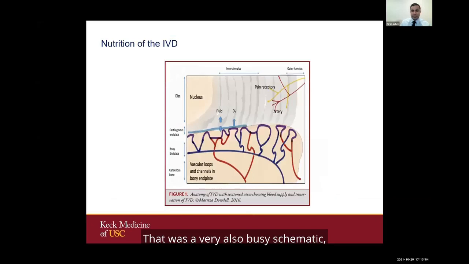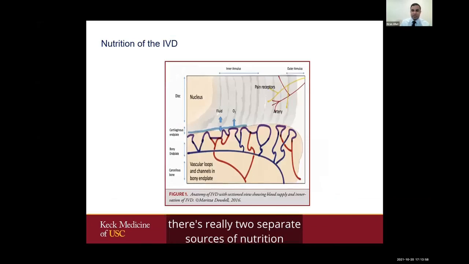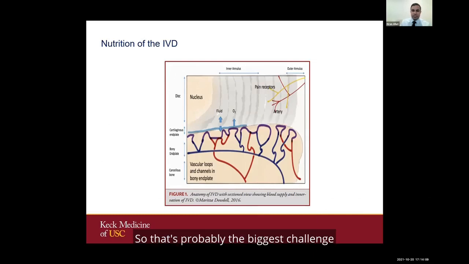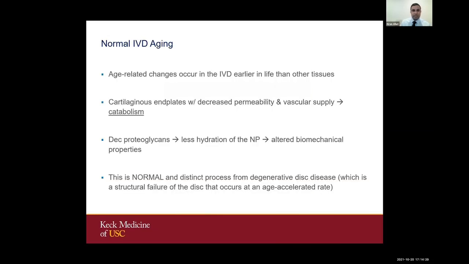This is also a very busy schematic, but the key point here is to show that there's really two separate sources of nutrition, as well as diffusion into the disc. And the disc overall is a very oxygen poor environment. So that's probably the biggest challenge in developing regenerative strategies to regenerate the lumbar disc, is it's a very oxygen poor environment. So it really favors catabolic events as opposed to anabolic events.